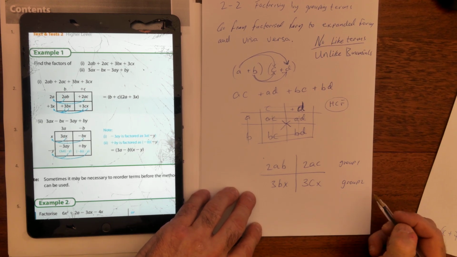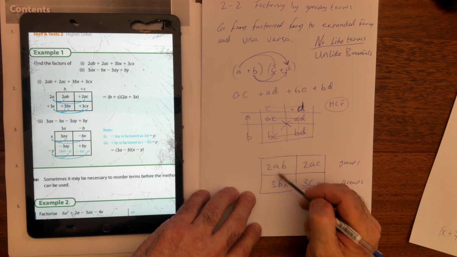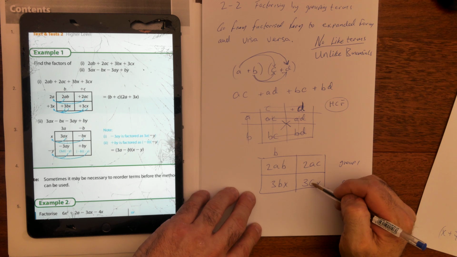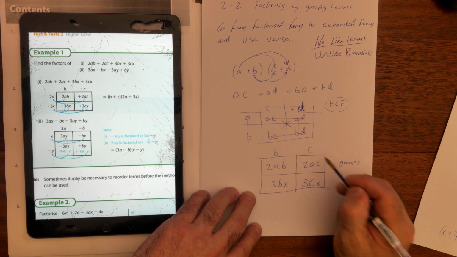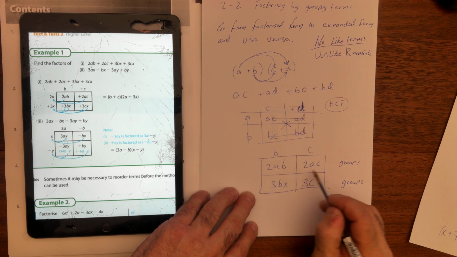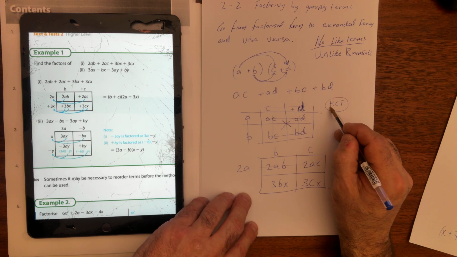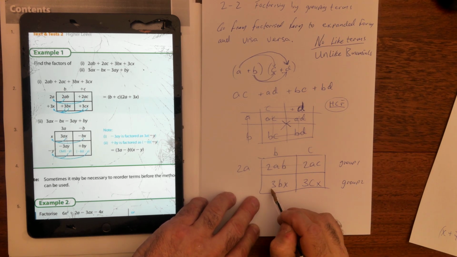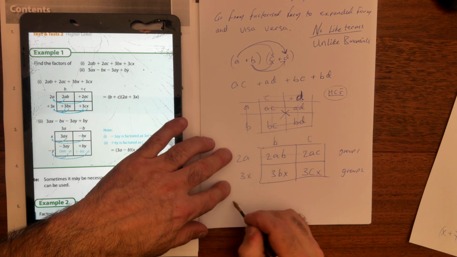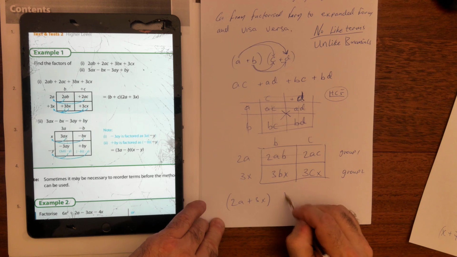3cx. Okay, so what we want to do is figure out what's common up here as we look down the way, and it's b, and figure out what's common here as we look down the way, which is c. Anything else? No. Figure out what's common as you look across the way, and it's 2a. When I say what's common, I'm looking for the highest common factor, and what's the highest common factor here? It's 3x. So now it's done for us. This is 2a plus 3x times b plus c.